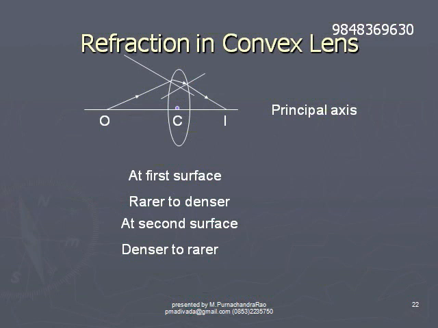The ray starting from O is falling on the left curved surface and it is traveling from rarer medium to denser medium, so it bends towards the normal. Inside the lens it is traveling and it is incident on the second curved surface. At the second curved surface it is traveling from denser medium to rarer medium, hence it bends away from the normal, so it travels towards the principal axis and meets the principal axis at I. So I is the image point of the point object O.